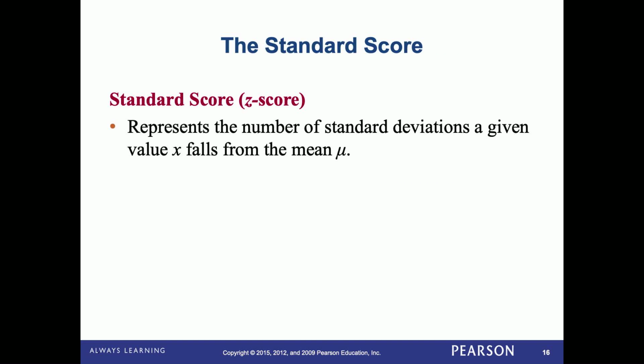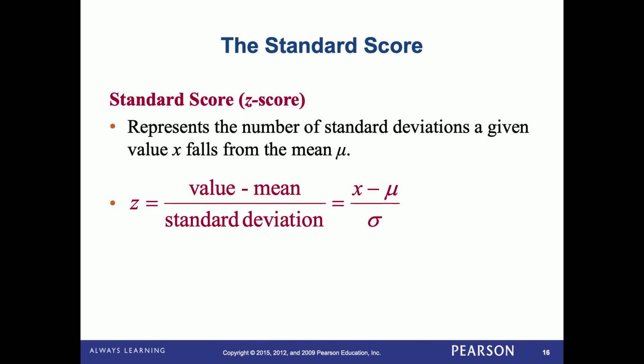Standard score, also called the Z-score. The standard score, the Z-score, represents the number of standard deviations a given value x falls from the mean mu. Notice it's mu, so this is for population. So the formula is the data value minus mu divided by the standard deviation.